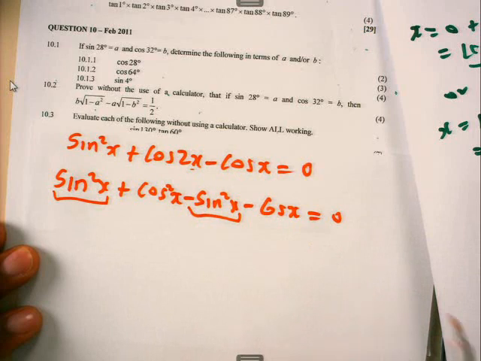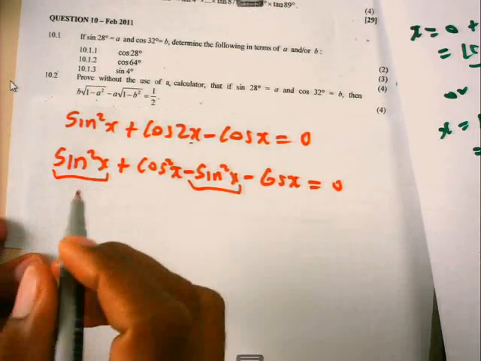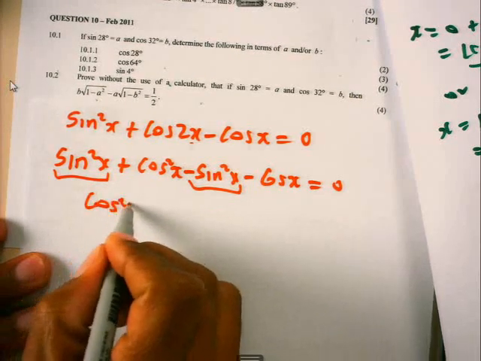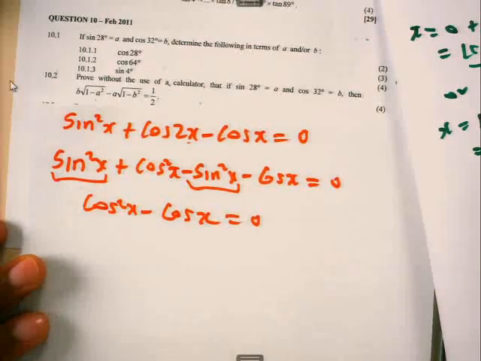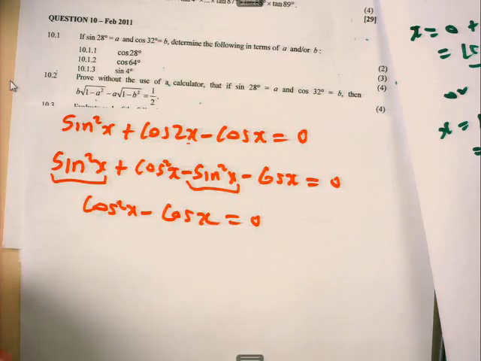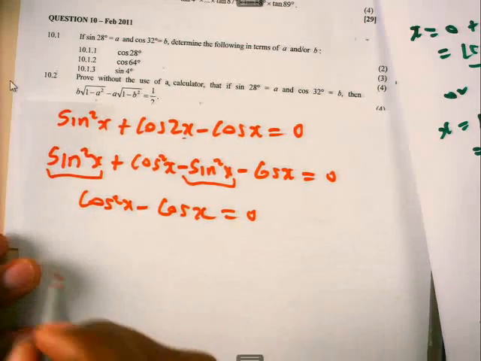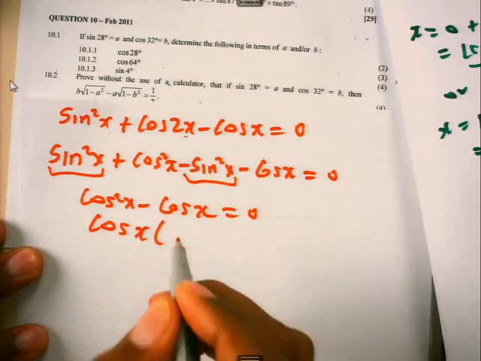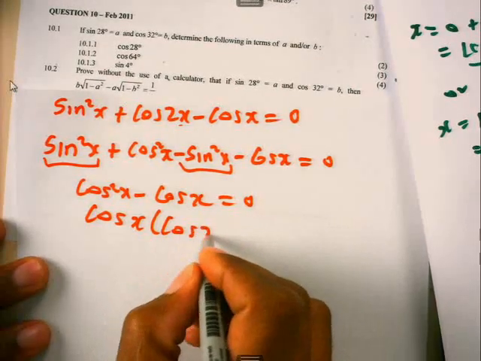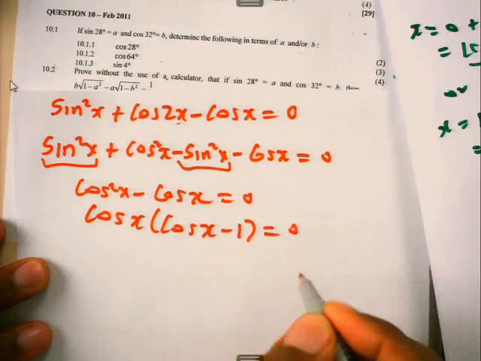What is the answer there? It's a 0. Therefore, now we have cos squared x minus cos x is equals to 0. Then immediately from here, now we can take out a common factor. What is the common factor? The common factor there is cos x. Now we are left with cos x minus 1, then is equals to 0.